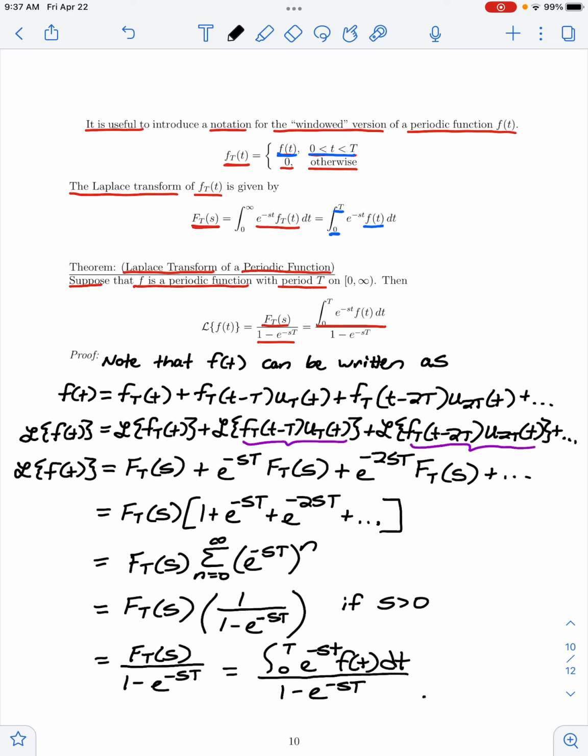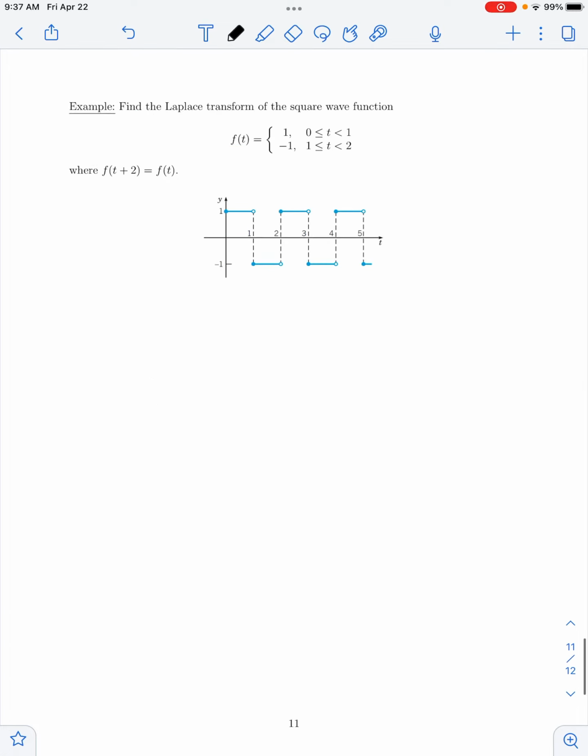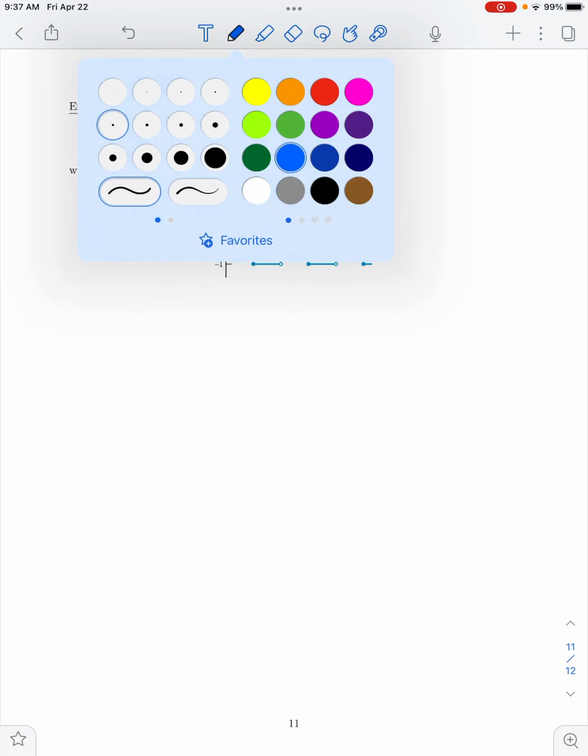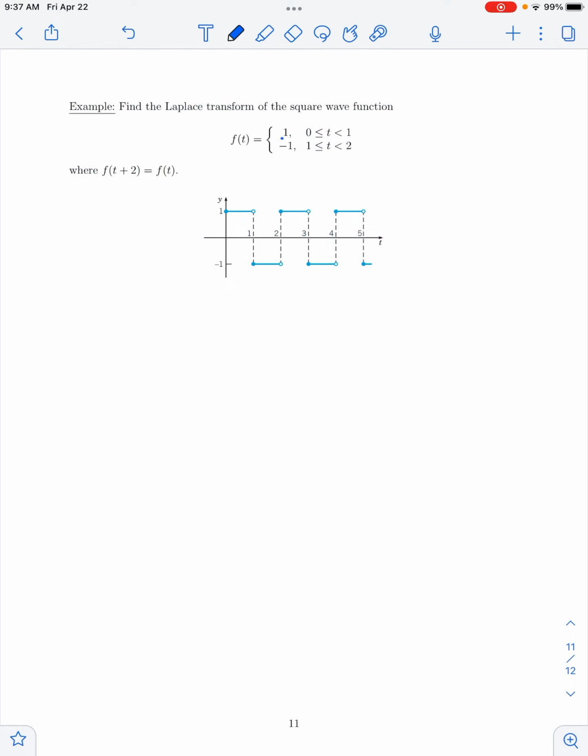So let's take a look at some examples of finding a Laplace transform of periodic functions using this new result. In this next example, we are asked to find the Laplace transform of the square wave function that we had considered earlier, which is defined as 1 on the interval from 0 to 1, negative 1 on the interval from 1 to 2, and then has period 2, so that these values over that initial interval from time 0 to 2 are repeated.